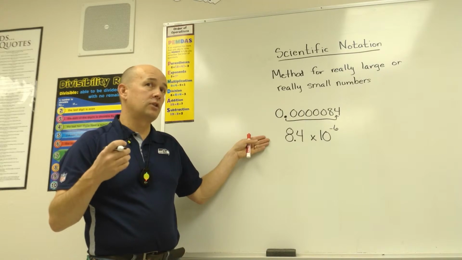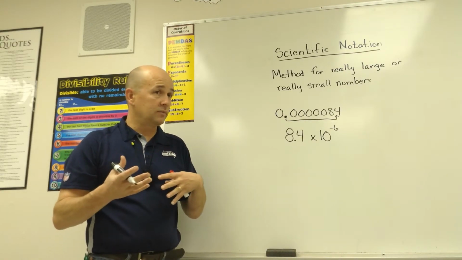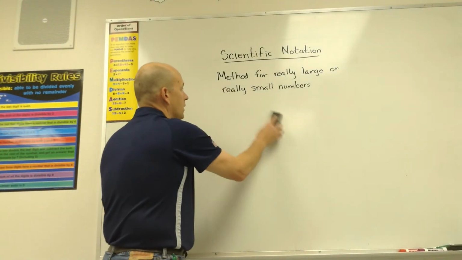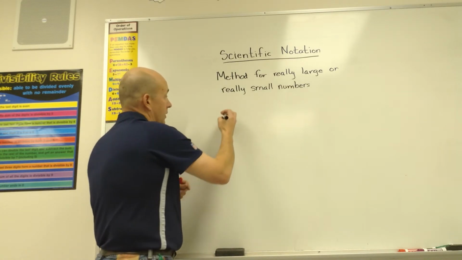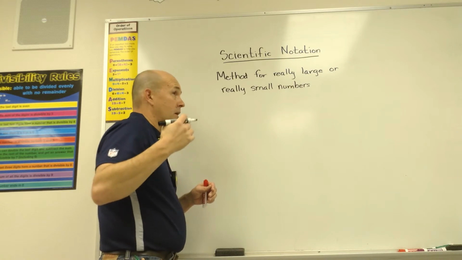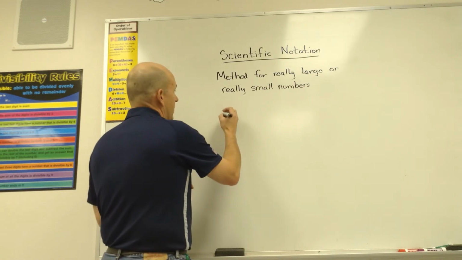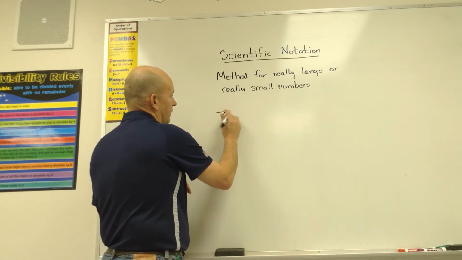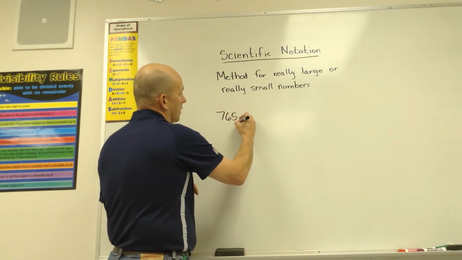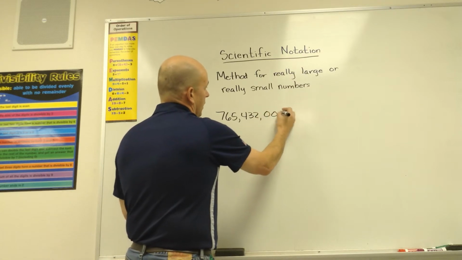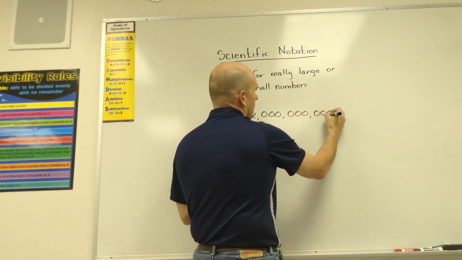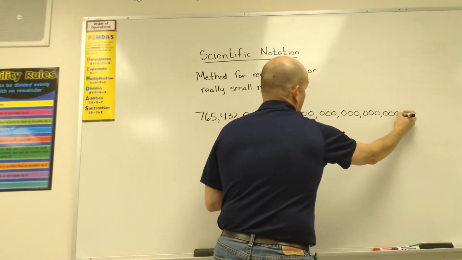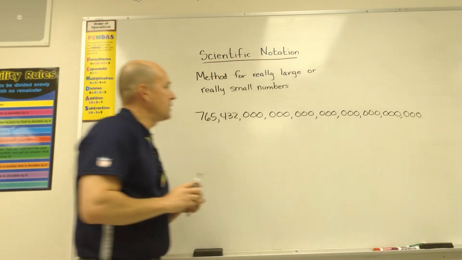Easier to read. Now, the numbers I chose here weren't really that difficult to read, but where scientific notation starts coming in real handy is, and I'm just going to make something up here, if we're talking about the distance from Earth to the next solar system, we might be talking about some ultra large number, 7, 6, 5, 4, 3, 2, and I'm just going to put a bunch of zeros here, just so you get the idea that we're talking a long way.